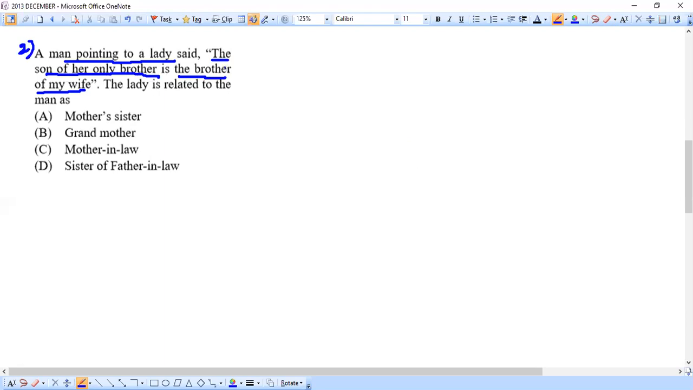Let's come to the question. A man pointing to the lady. So there's a man and he's pointing at a lady and he is making this statement. He says, the son of her only brother. That means we'll start from this lady. I'll freshly write it. Lady. The son of her only brother. Whose only brother? This lady's only brother. So there's a brother for this lady.